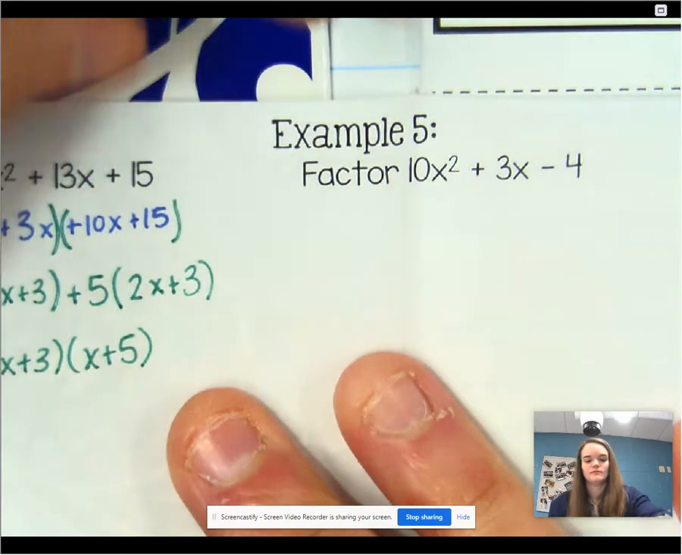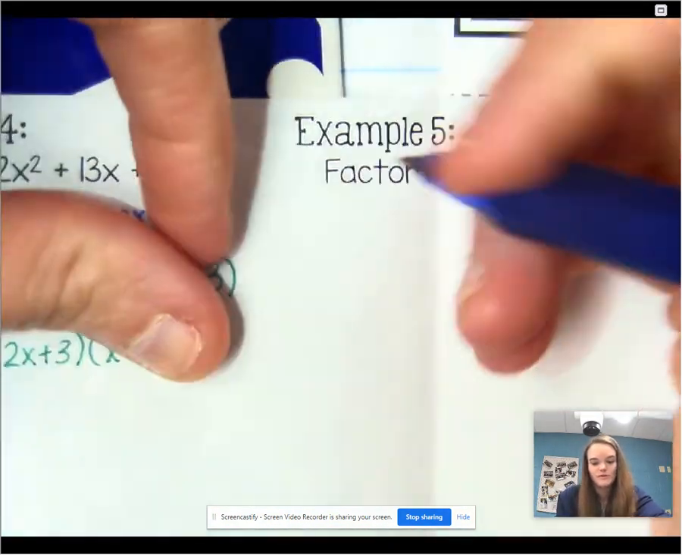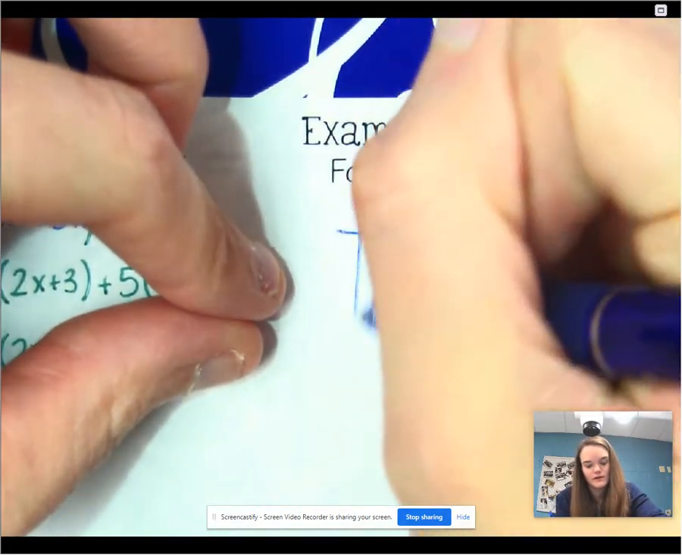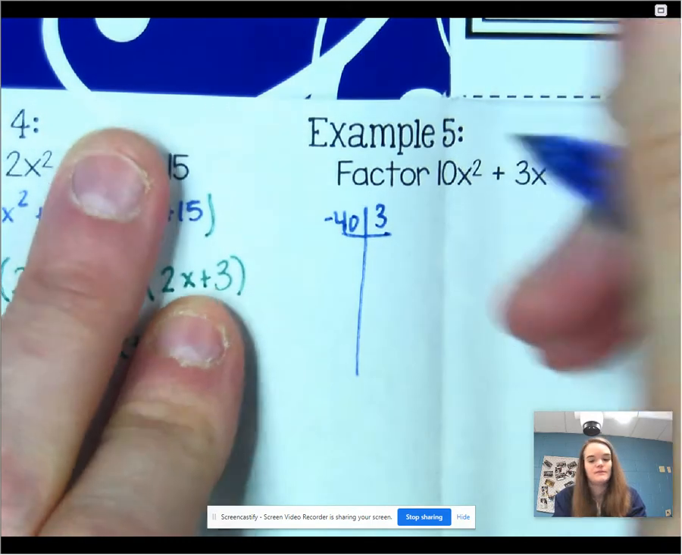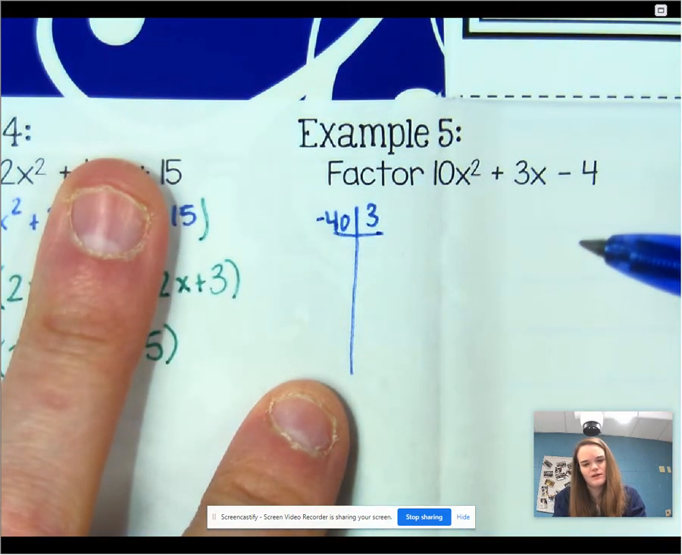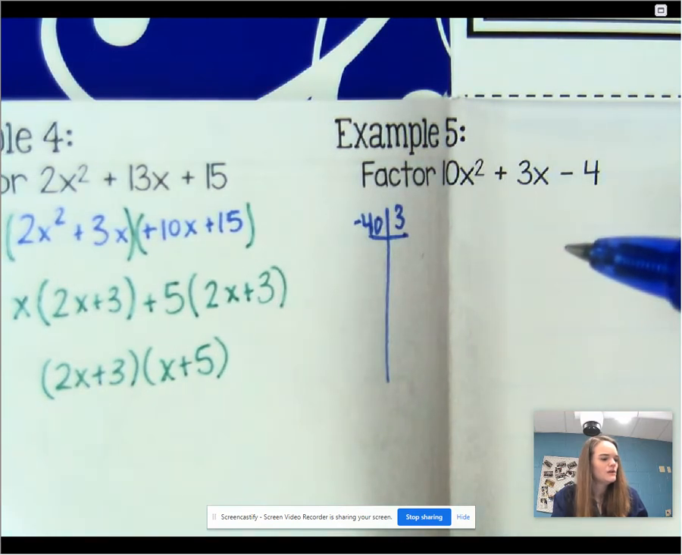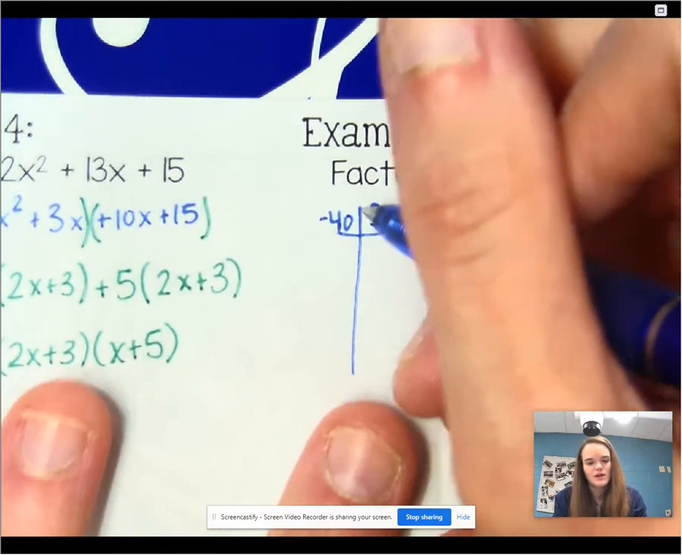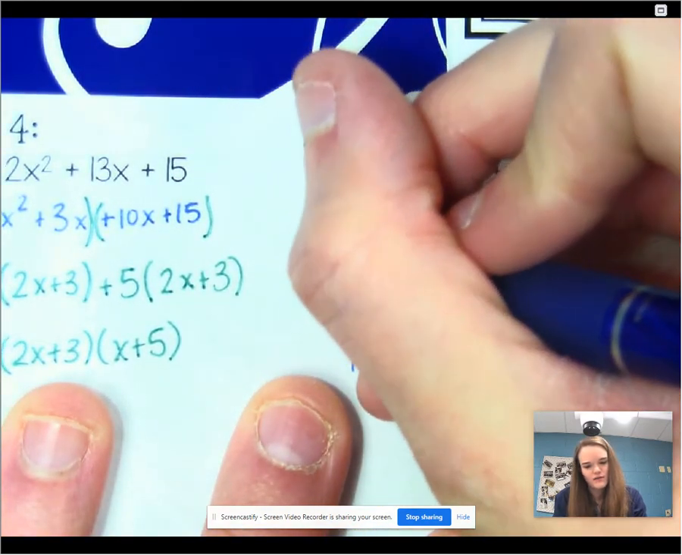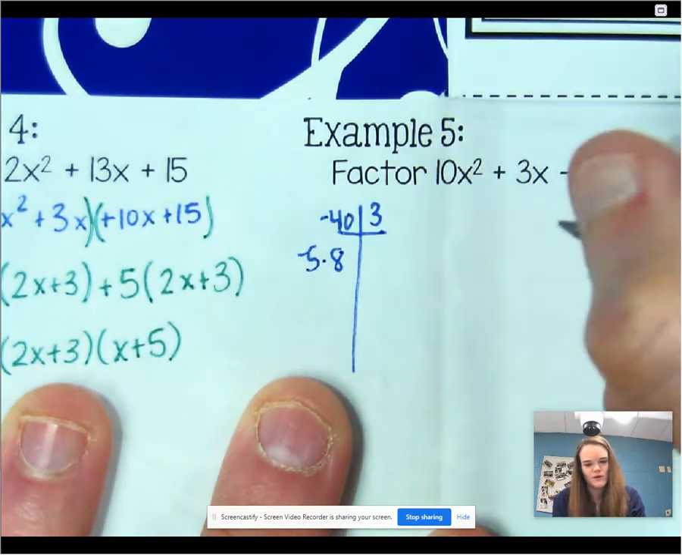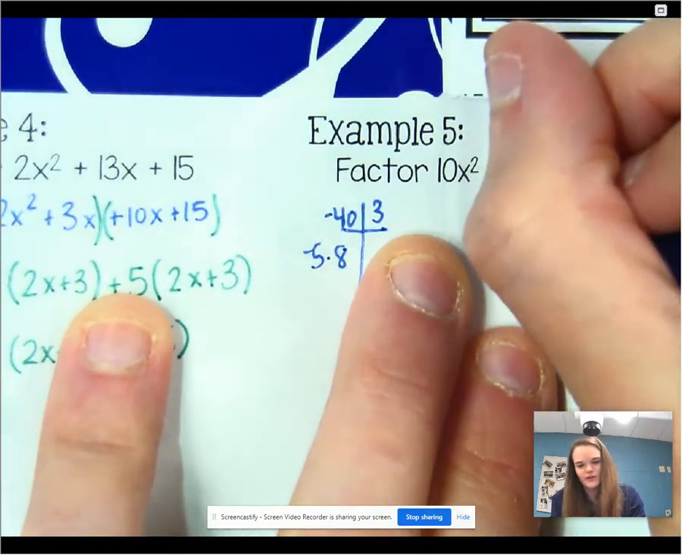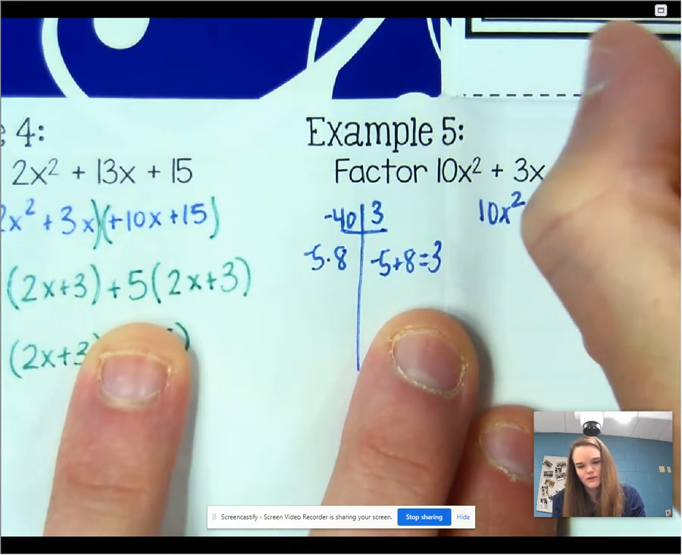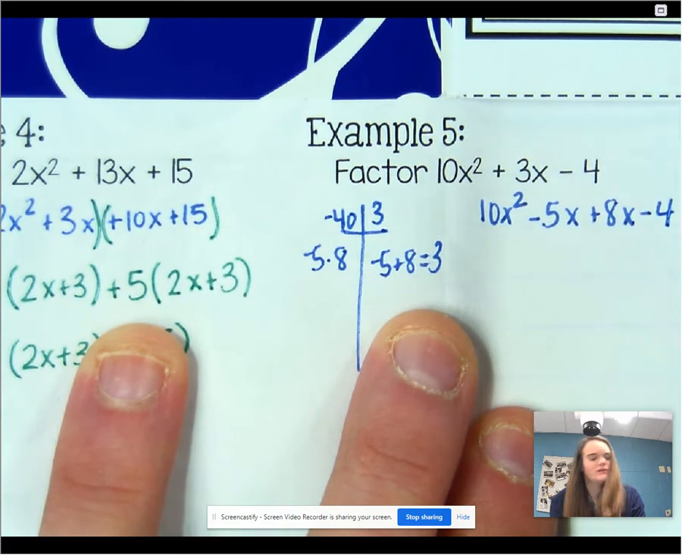Example 5. I'm going to do the factors right here. Factors of 10 times negative 4, which is negative 40, that add to 3. And I'm not going to start all the way at 1. Can I do 2, 3, 4, 5? Let's try 5. Okay, so negative 5 times 8 is negative 40. Negative 5 plus 8 is 3. So that one works. This is what I meant by after a while, you will not have to continue to guess. Okay.